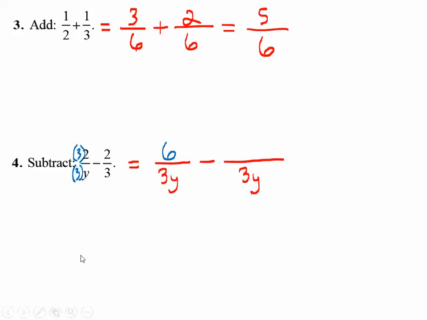Good there. And then we do the same exact thing for the second fraction. What do you multiply 3 by to give you 3y? It's going to be a y. Therefore multiply the top by y, and we get ourselves a 2y.